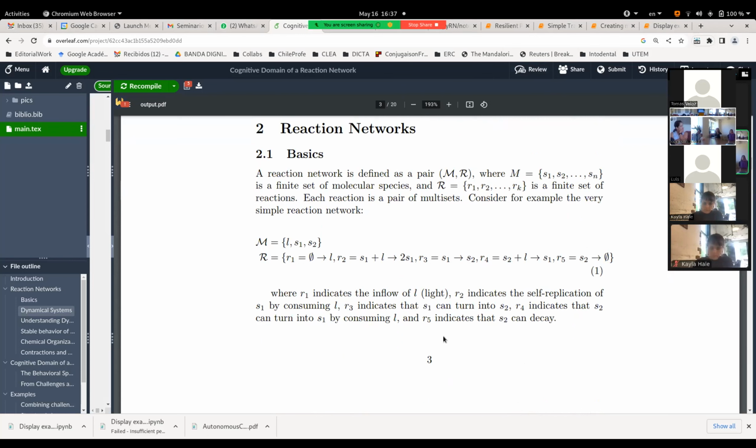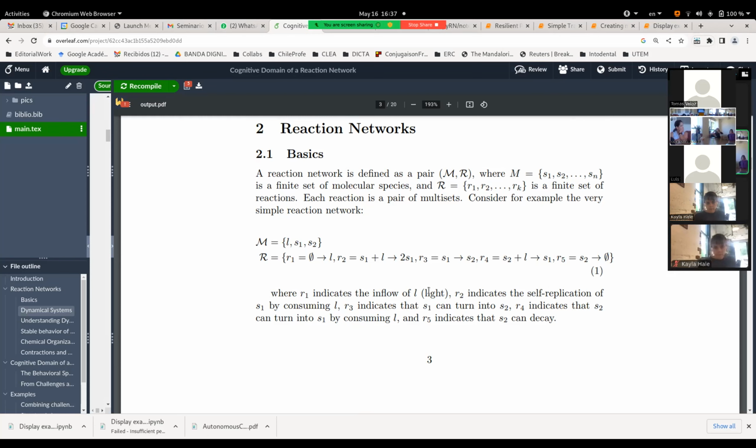So the basics, you remember we have a set of species and a set of reactions. Here we have 5 reactions in this example. If there is something you don't follow, just stop me and I will re-explain.